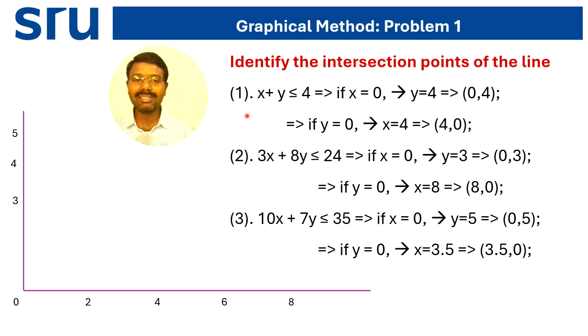That means x plus y equals 4 is a straight line passing through these two points. One is 0 comma 4, where the x-coordinate is 0 and the y-coordinate is 4. Another point is 4 comma 0, where on the x-axis it is 4 and on the y-axis it is 0.